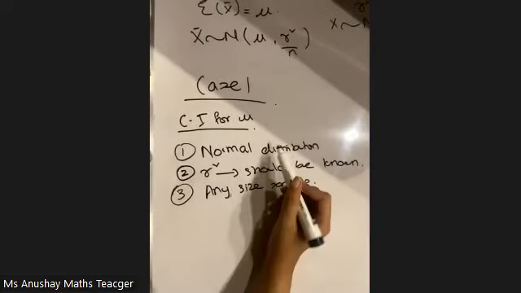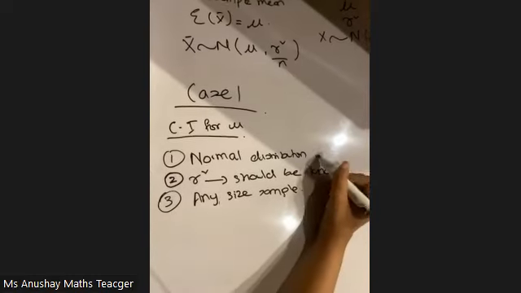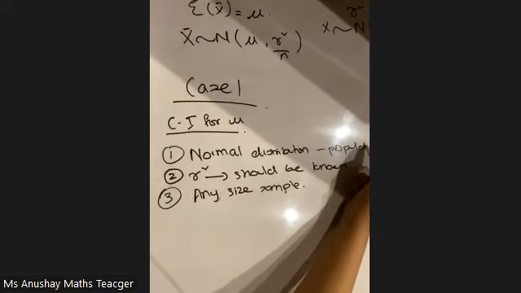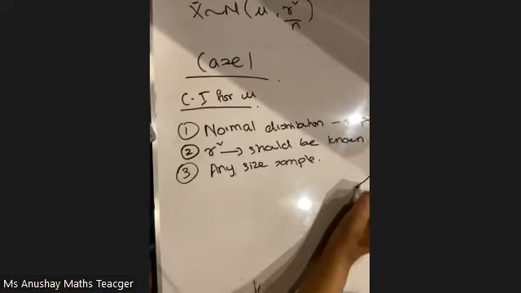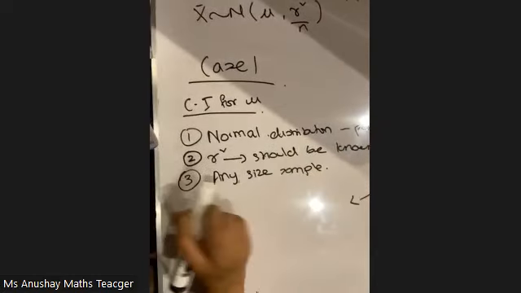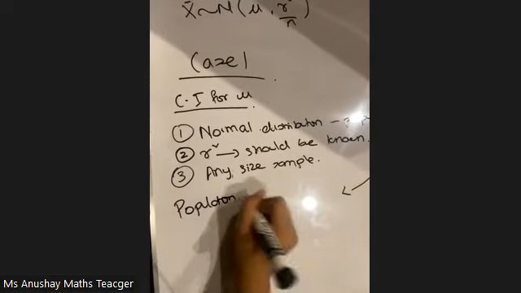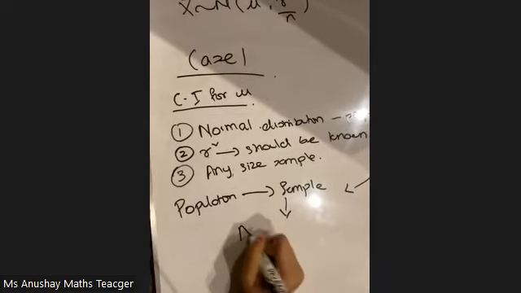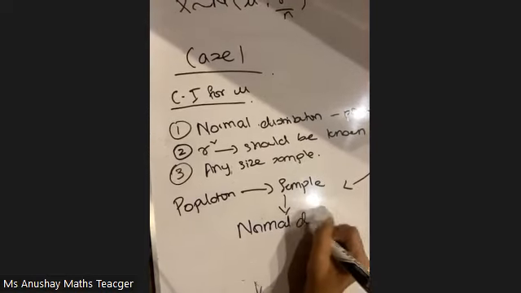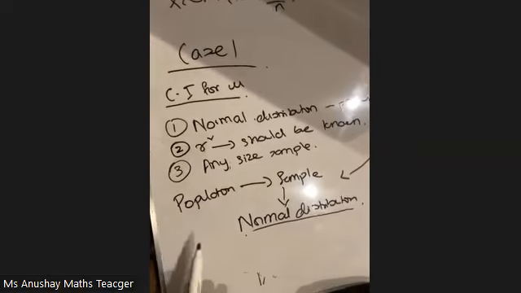If it is a big sample or a small sample, it's okay because the first 2 conditions apply. The normal distribution is talking about the population. The population has a normal distribution and the variance is known. This means when we convert the population into a sample, the sample will also follow a normal distribution. We don't need to do any approximation to binomial or anything because it's already a normal distribution.